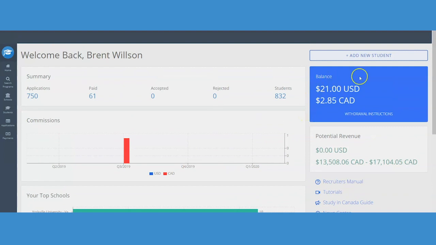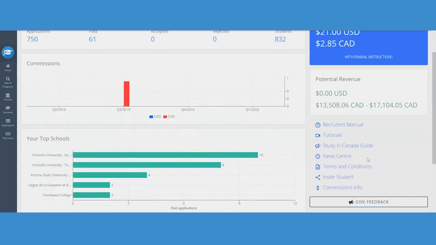On the right side, we also have your electronic wallet. Here is where we will be paying you your commissions. Also, you can use this balance to pay for future applications. The potential revenue is right below that, and this is going to show you how much money you are potentially able to earn based on the students that you have in the system.